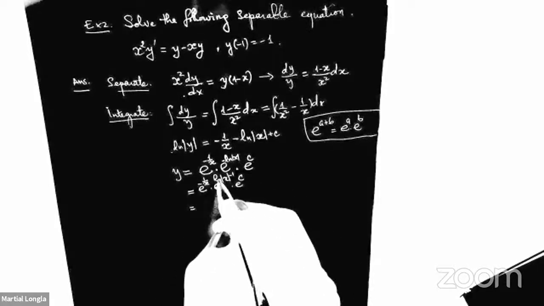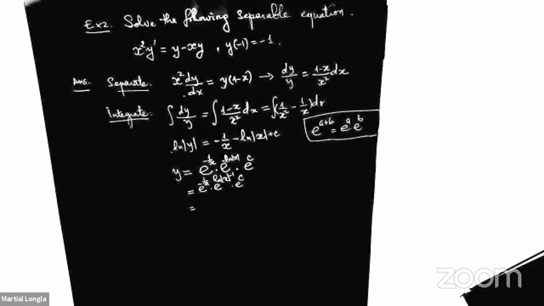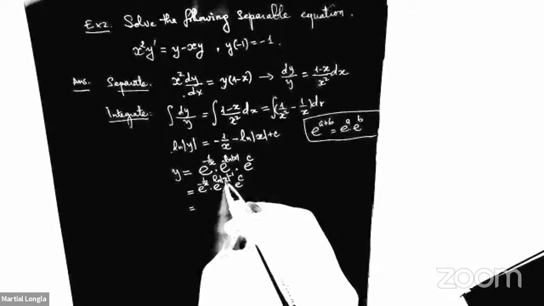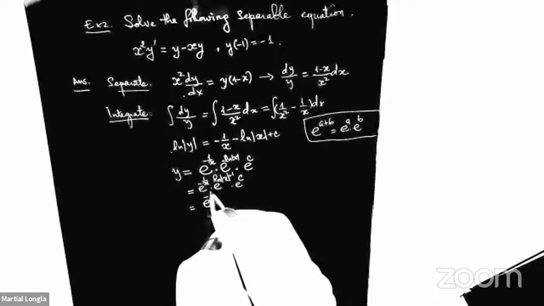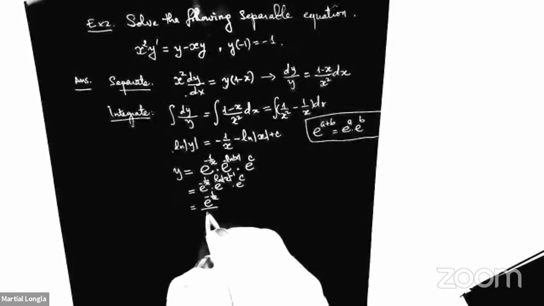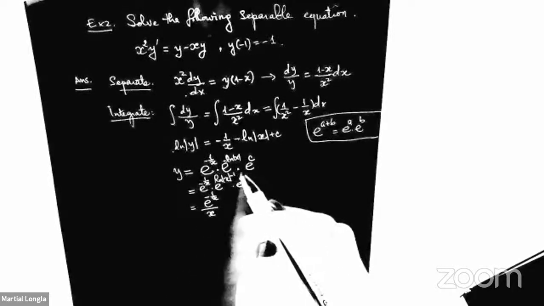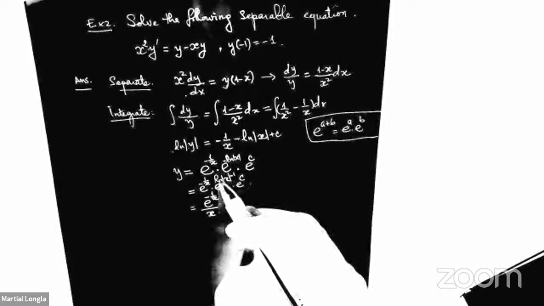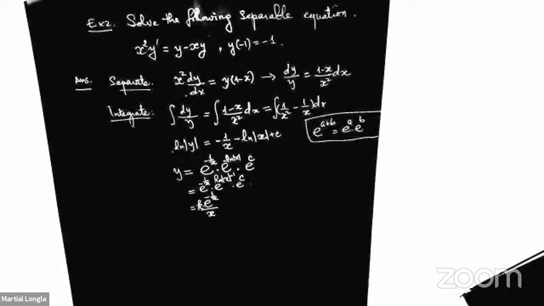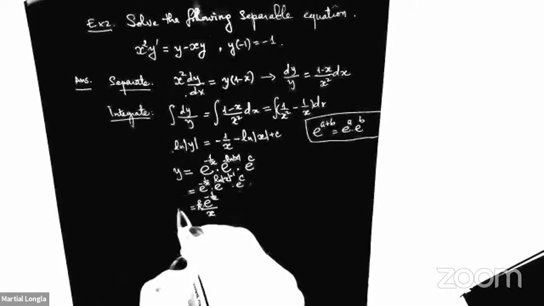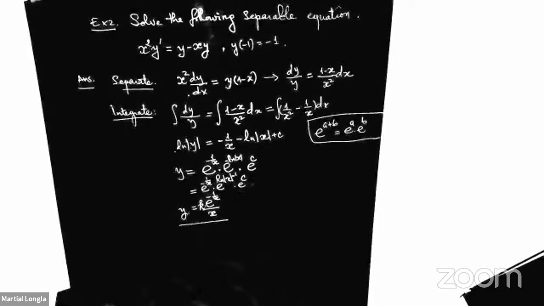And now e to the ln becomes just the number you have there. So that's absolute value of x to the power -1, which is 1 over x. So this gives you e to -1 over x over x. And then this e to the c, I combine it with the absolute value that you have there, and I put that as a new constant, okay? So that's what y of x is equal to in this case.